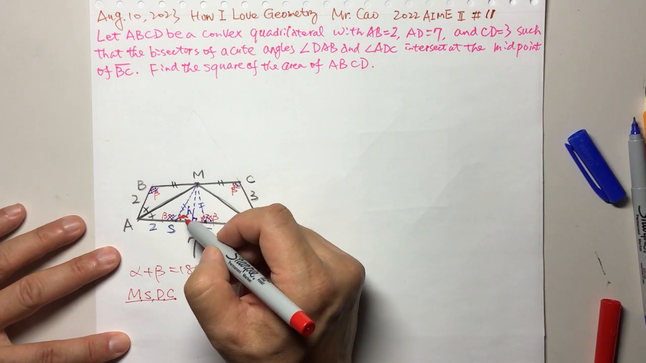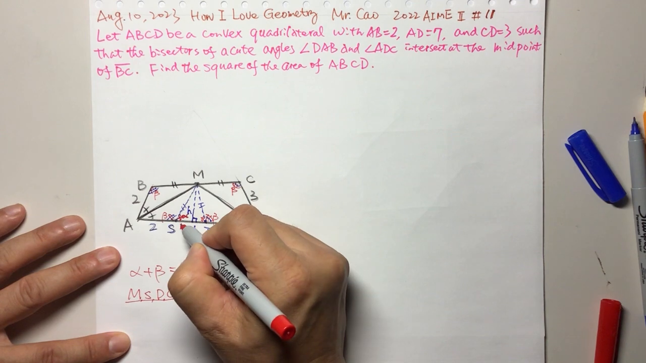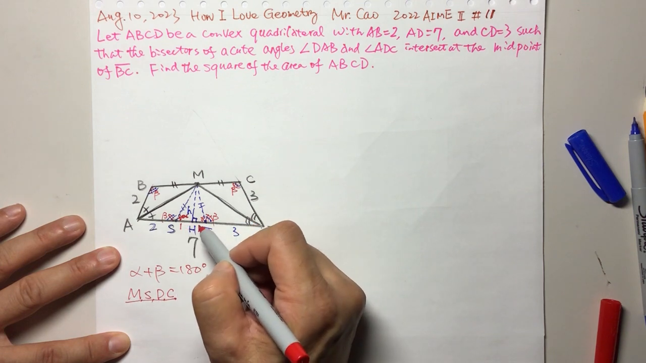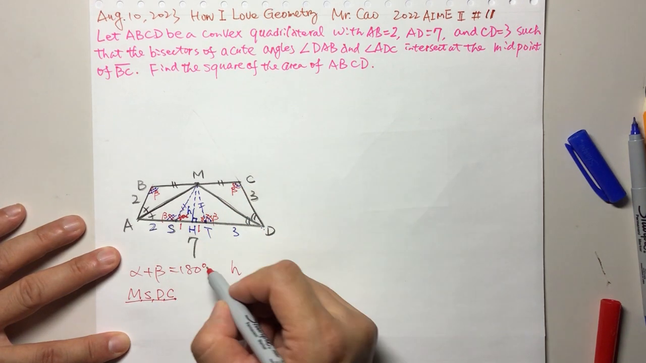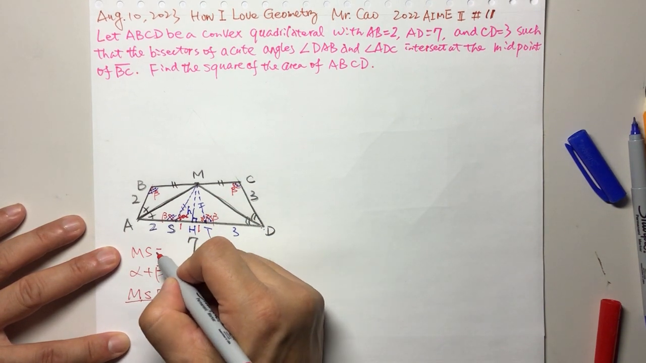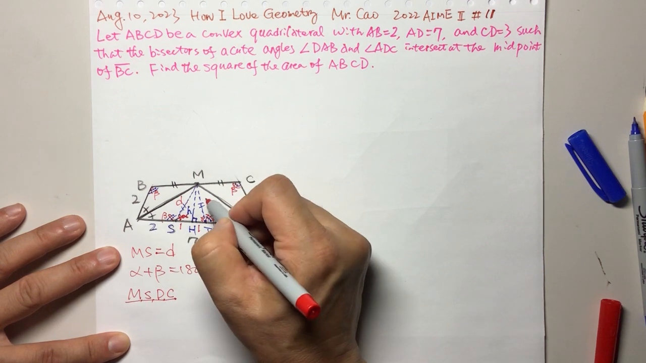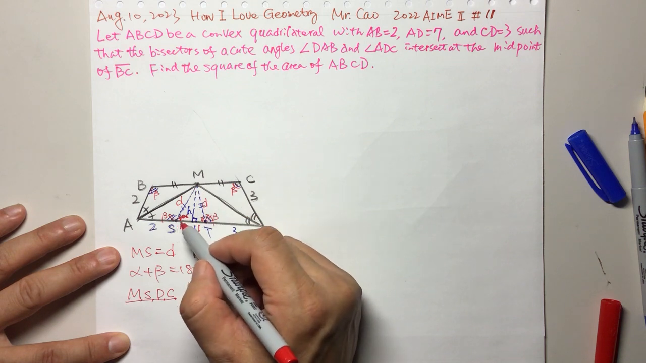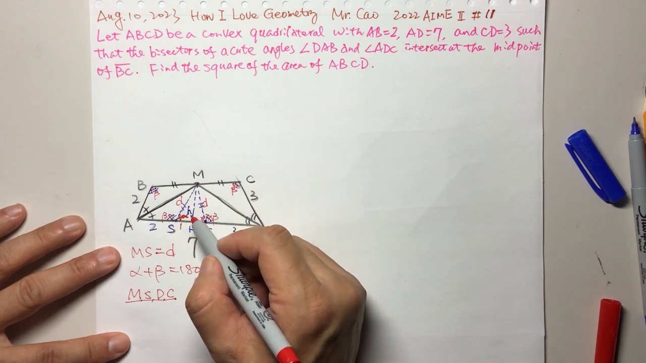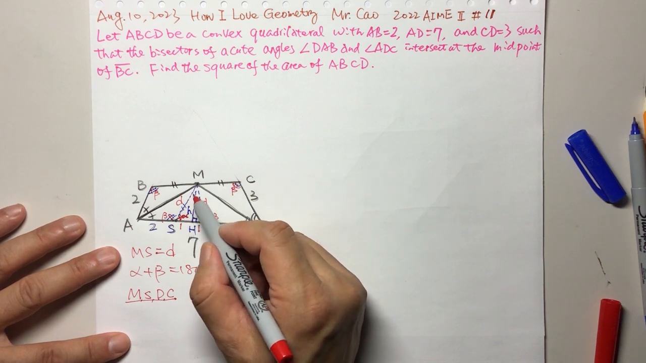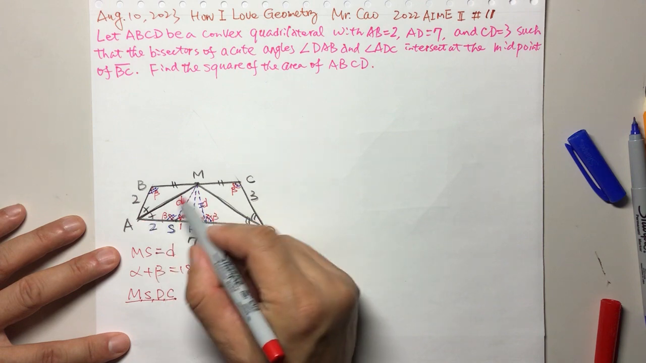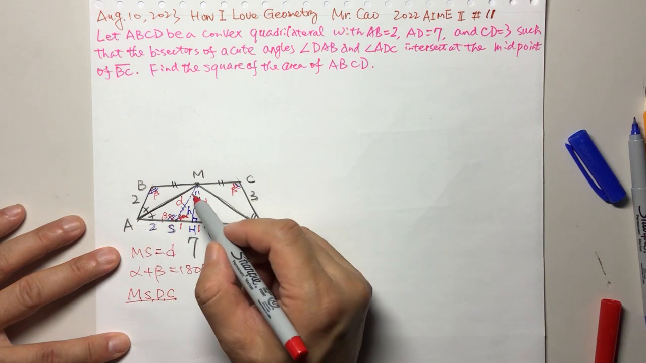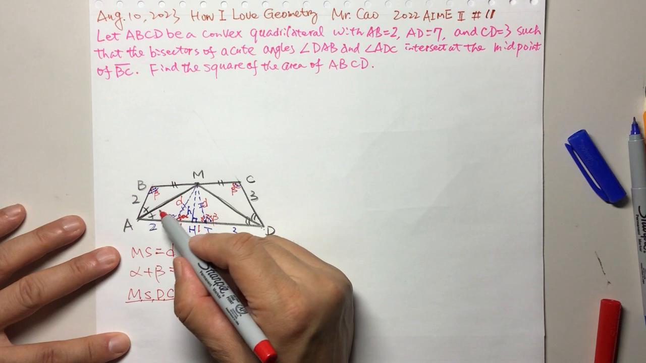So if we want to get MH, we know SH is 1 and HT also is 1. The total is 7, with 2 and 3, so this is 1, 1. And let us suppose MS is d. Also this is d. So this is a right triangle, right? I mean MHS is a right triangle. If we can find d, we will find MH, right? Yeah, we don't know AM and MD, right?